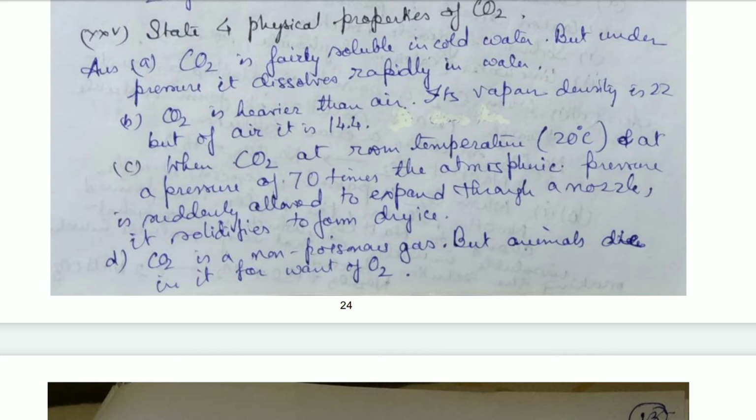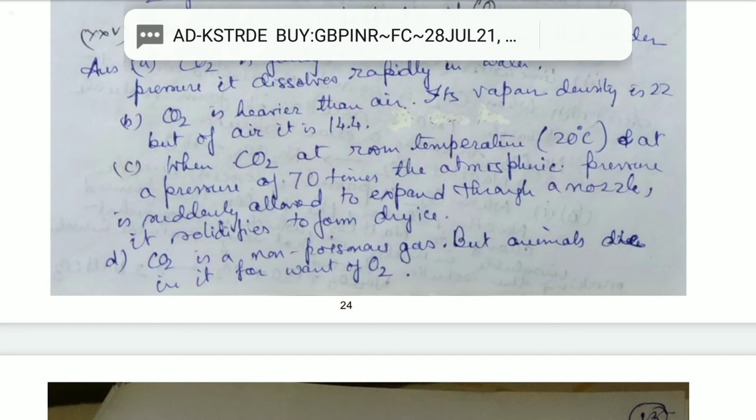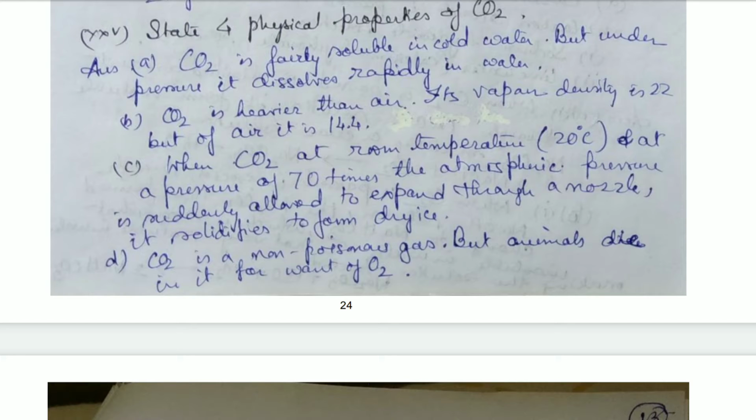So first is state four physical properties of carbon dioxide. Carbon dioxide is a fairly soluble gas in cold water, but under pressure it dissolves rapidly in water. In cold water it rapidly dissolves under pressure, but at ordinary pressure it is fairly soluble.